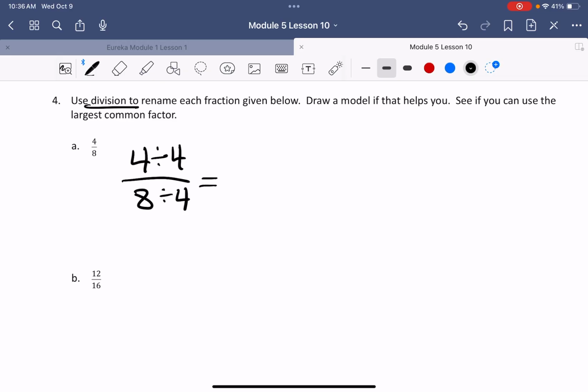So 4 divided by 4 is 1, and 8 divided by 4 is 2. So we would say 4/8 is equal to 1/2, or equivalent to 1/2.